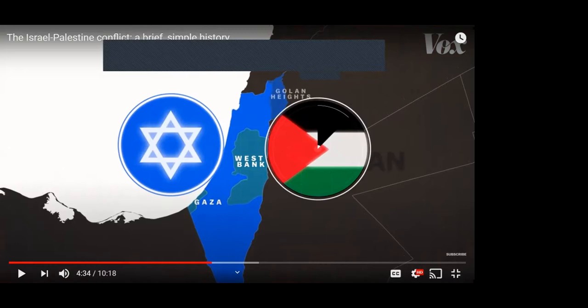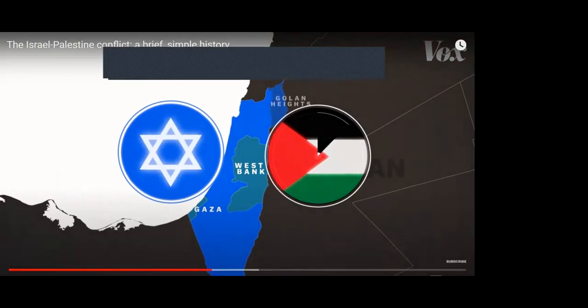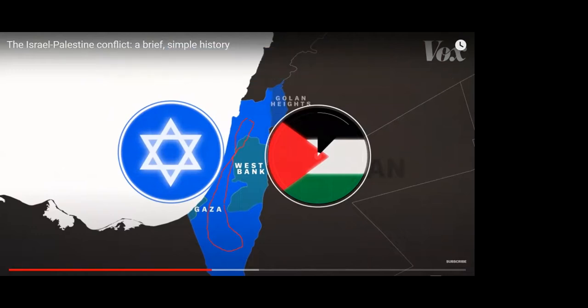But for now, I want to just take a look at the map and talk about those countries that are surrounding Israel. So here we have Israel in the blue. It controls the West Bank and Gaza Strip.